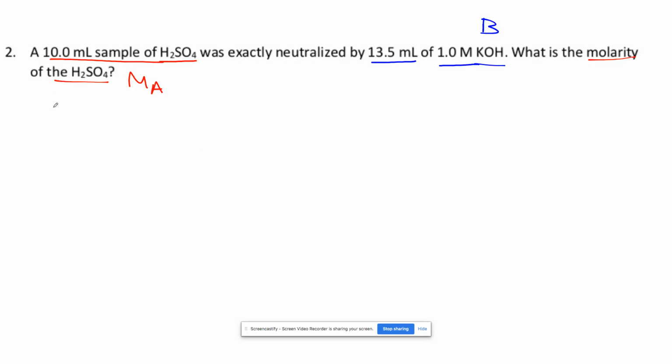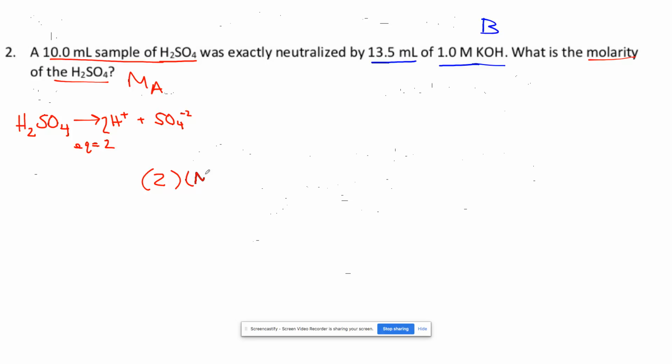So time for equivalences. H2SO4. You might already be able to see I've got 2 H's. It's going to give off 2 protons. Let's just prove it with H plus, 2 of those, and sulfate minus, because if I asked you this on a test, I would like to see all that. So what is our equivalence in this case? It's a 2. So let's set this up. My equivalence is 2. Molarity of the acid, I'm solving for it. Volume of the acid, 10 milliliters.